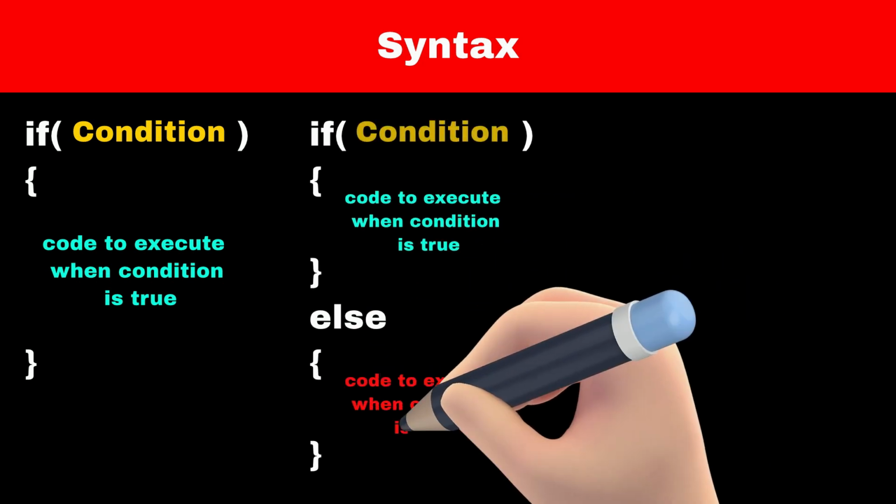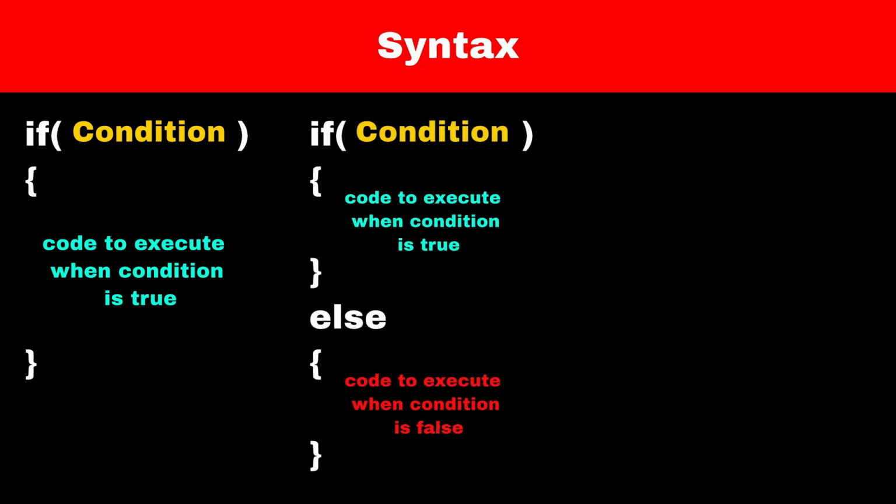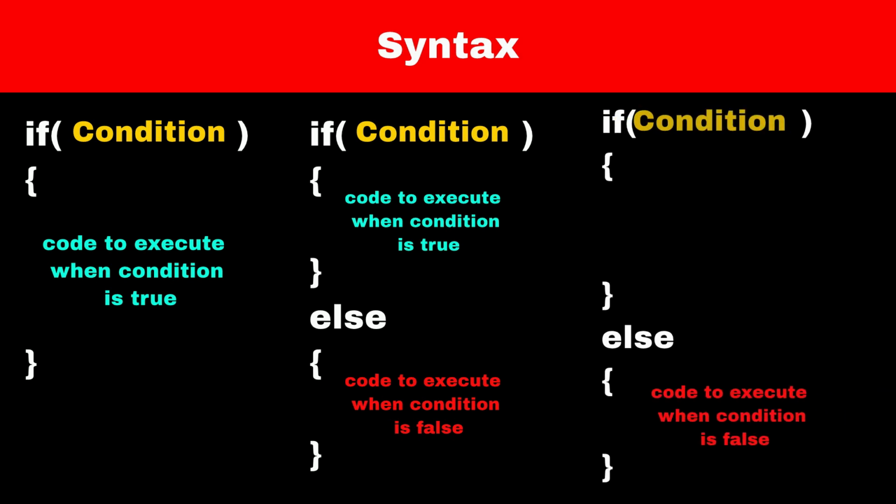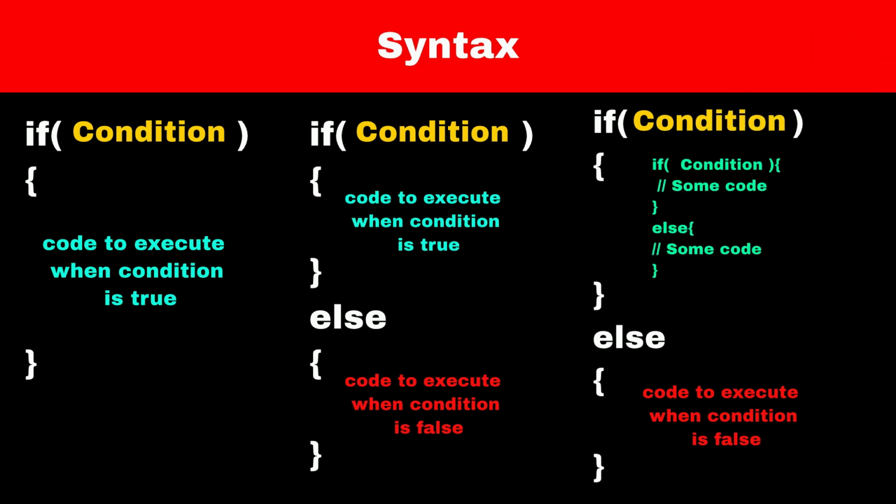But if condition is false and you want to execute different code, in that case, you can use else statement immediately after if block. Remember, else block is optional and you can just write the code with if block. You can also write if-else statement inside another if-else statement. This is called nested if-else statement.